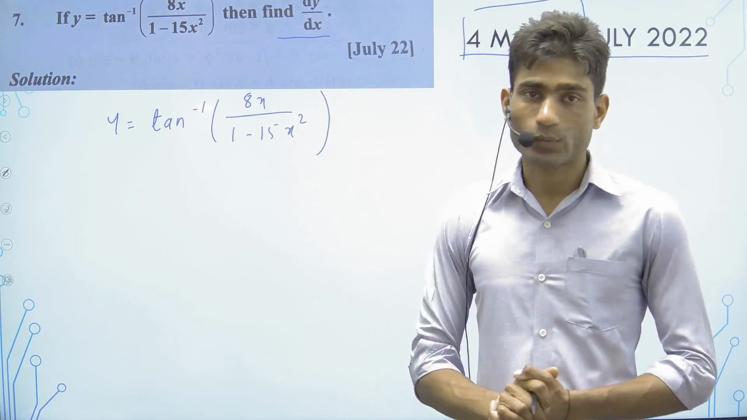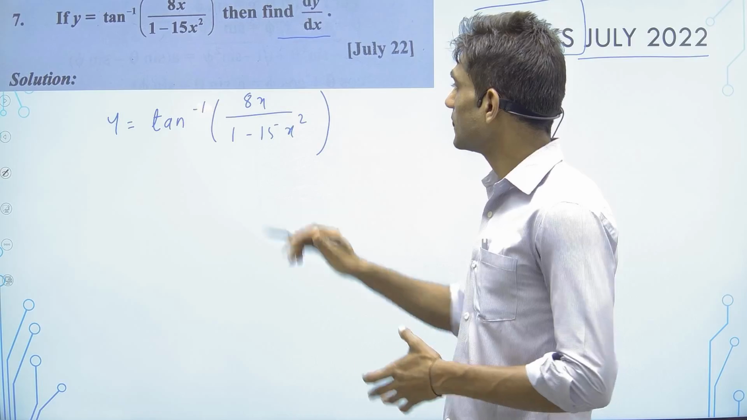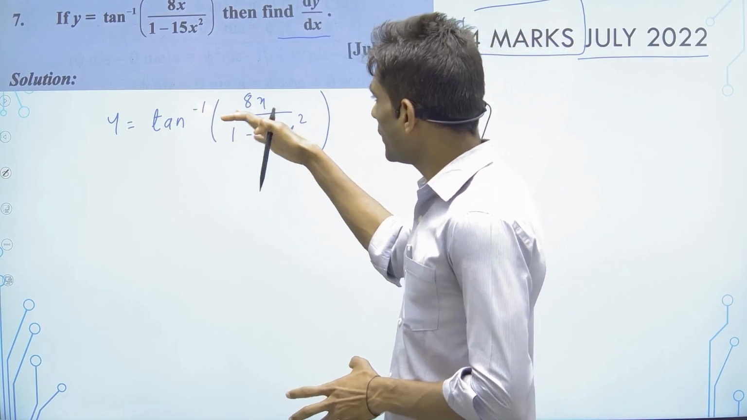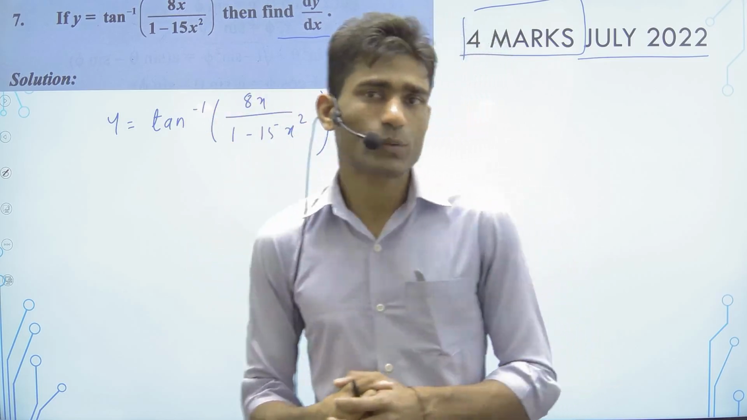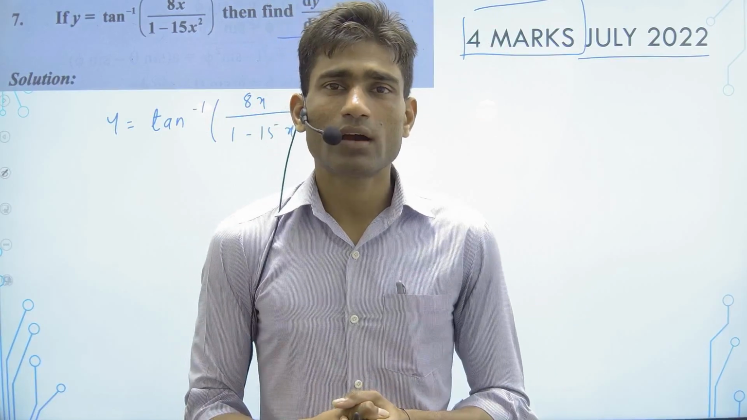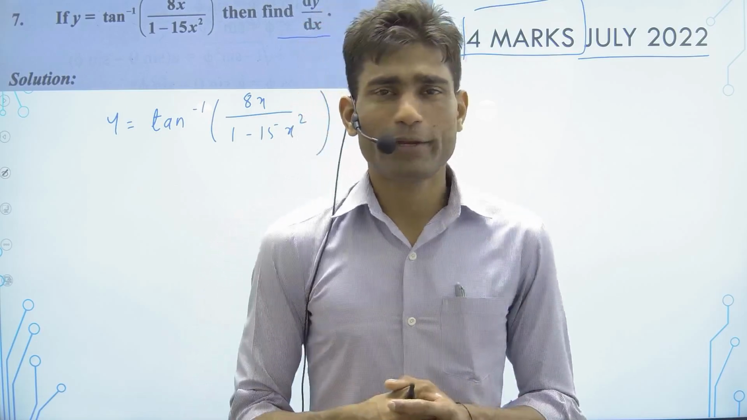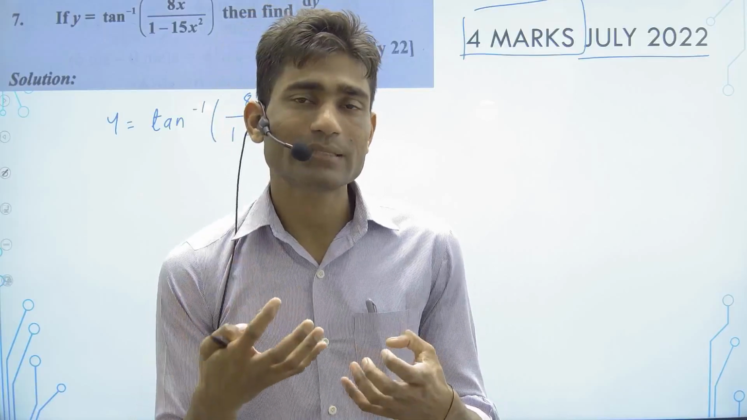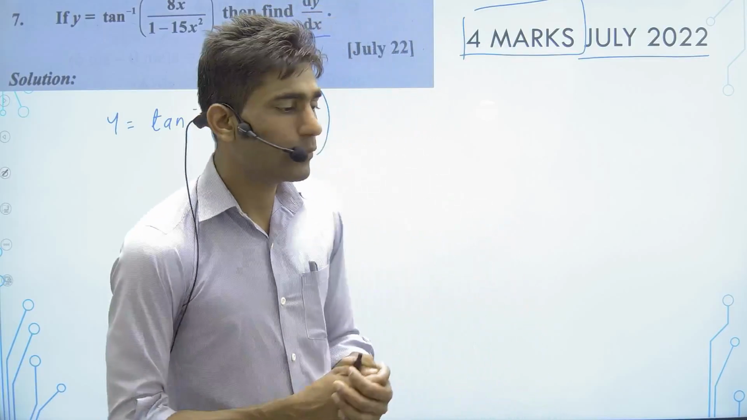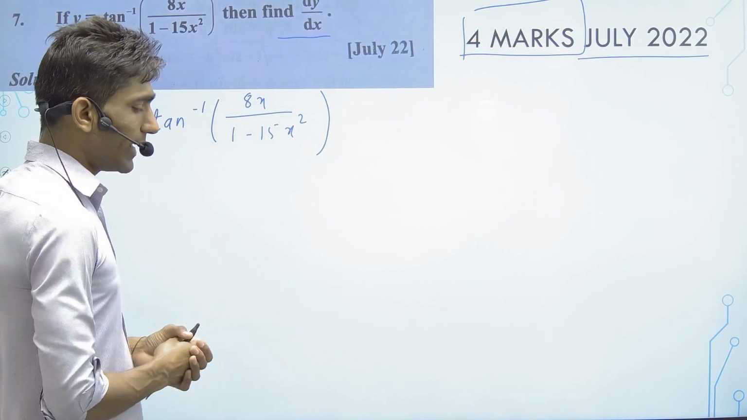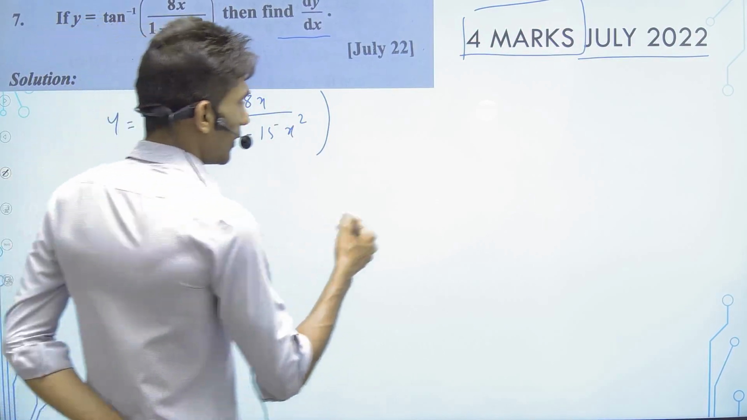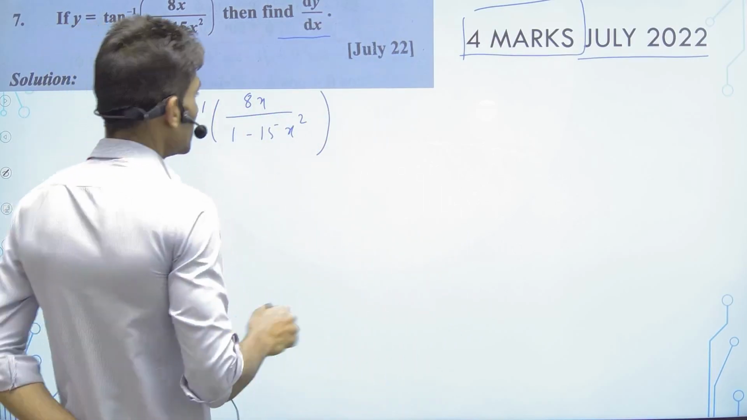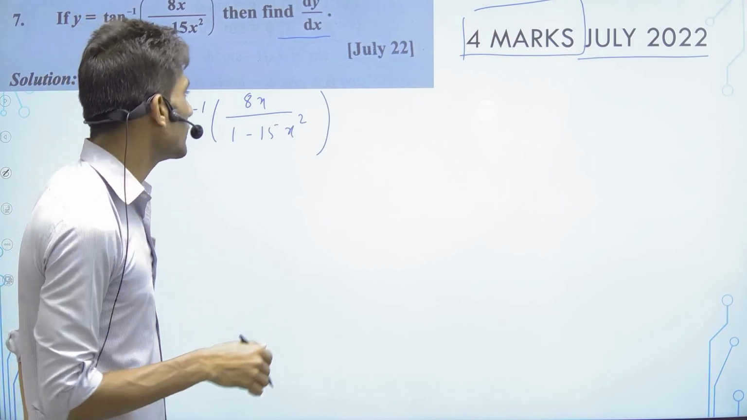Now see our function, 8x upon 1 minus 15x square. We have to expand this result first. In most situations, the differentiation of a function directly is quite confusing. So before solving our differentiation, we apply some trigonometrical concept that can be helpful for our differentiation. Here we apply the result which contains tan inverse of a plus b.